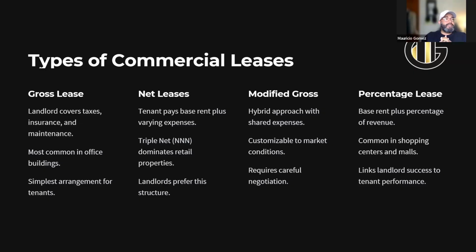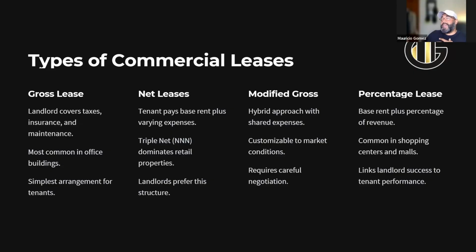Modified gross is basically a mix in between both. It's a hybrid approach to the shared expenses. It basically can be whatever the landlord needs to cover or wants to cover or has figured out. I just need to get $500 a month and that's enough for me to cover my expenses to operate the building. So you got to be very careful when you see modified gross. What does that cover? What does that include? What is the tenant's responsibility when they're in this modified gross?